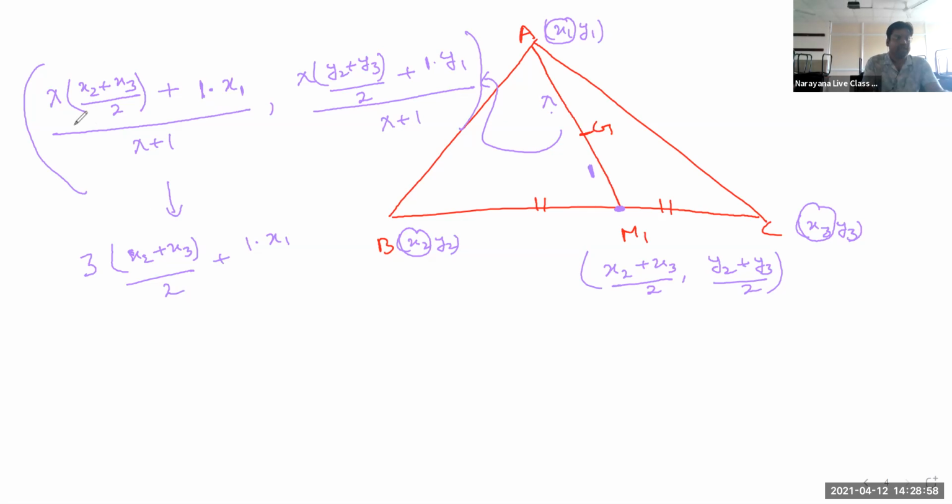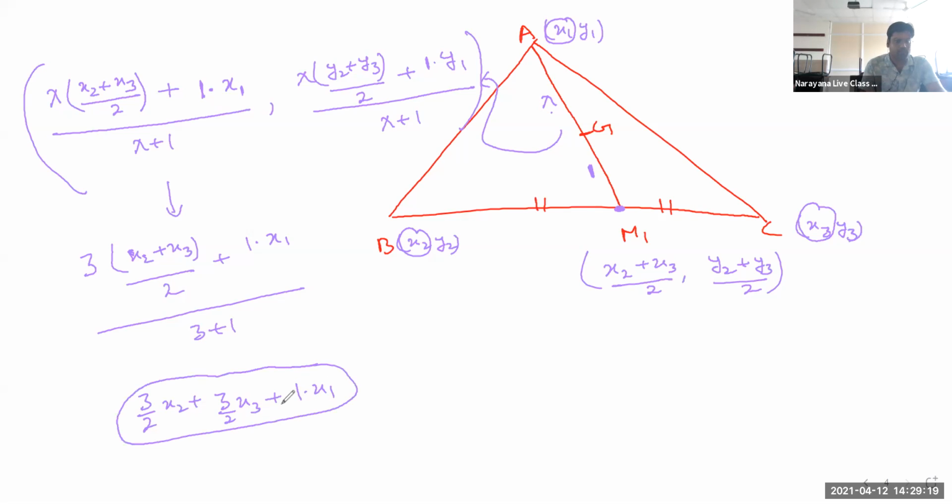Okay, we have taken lambda as 3 upon 3 plus 1. This is the x coordinate of G. Then what we will get? We will get 3 by 2 times of x2 plus 3 by 2 times of x3 plus 1 times of x1, in this expression upon 4. So in this expression, x2 and x3 have one coefficient and x1 has another coefficient.